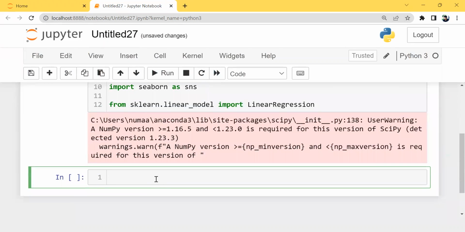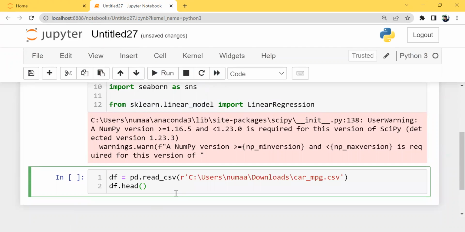Now you need to read our file. The file is car underscore mpg dot csv. What does dot csv mean? It means that the file is in CSV format. And you may ask what is meant by CSV. CSV is nothing but comma separated values.